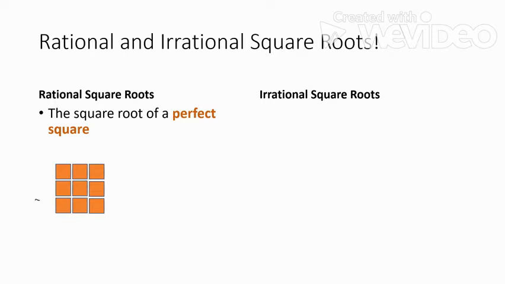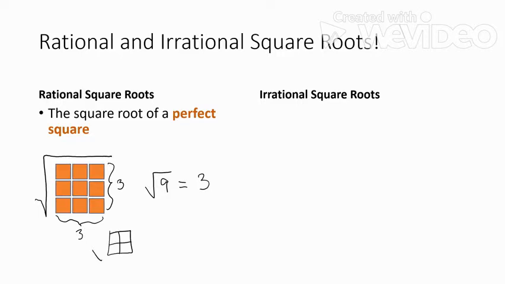If we take the square root of the perfect square 9, we're saying, if given a block of 9 squares, what is the side length? Well, we know that it's a 3 by 3. That means that the square root of 9 equals 3, because 3 times 3 is 9. You can also consider other ones like 4. The square root of 4 is 2 because a 2 by 2 makes 4.